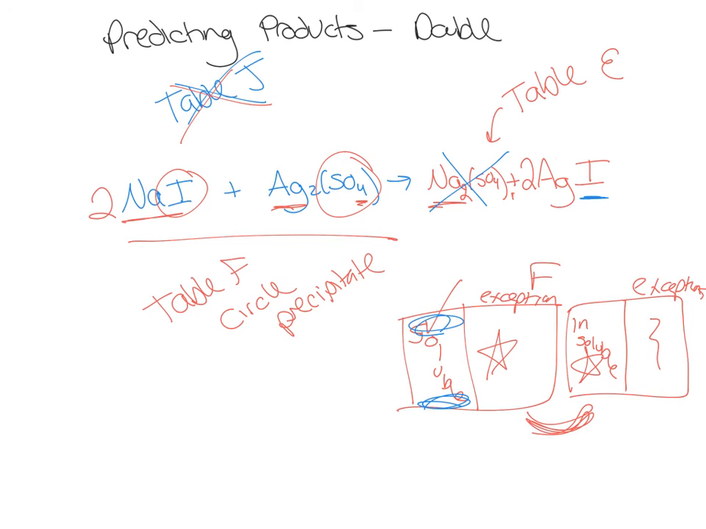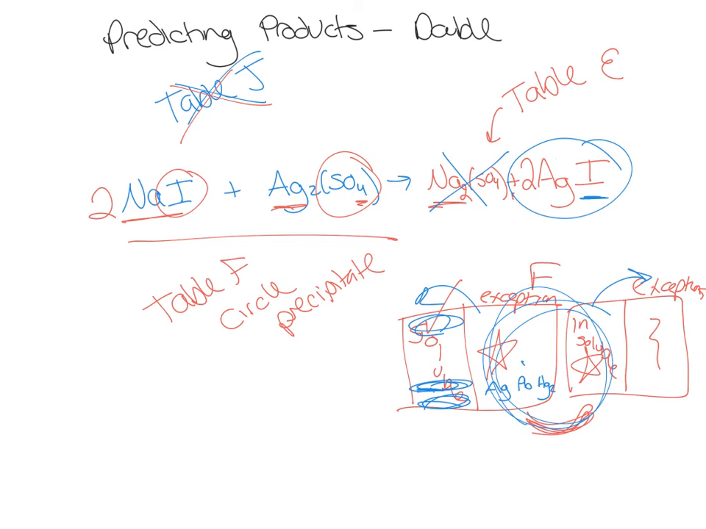Iodine is a halide. That means it's like down here on table F if you pull out your table F to look at. Iodine is here, and it's soluble except when it's with silver, lead, or mercury. And in this case, it's with silver. So this is my precipitate. I circle the whole thing. All you need is part of it to be insoluble, which is one of these middle 2 columns, without an exception. Okay? And that's how you know which one you circle.